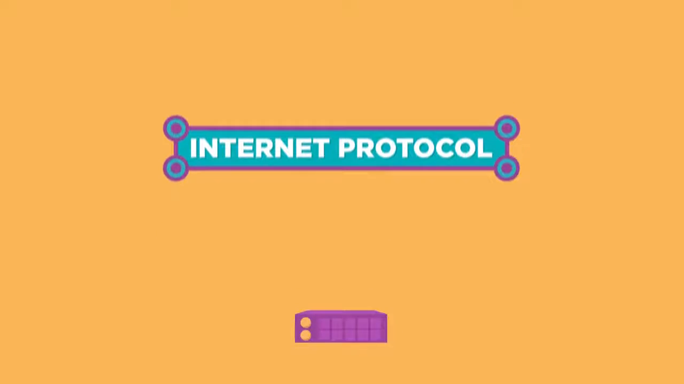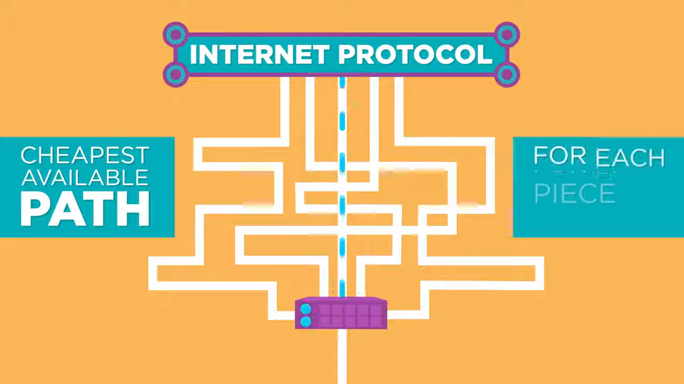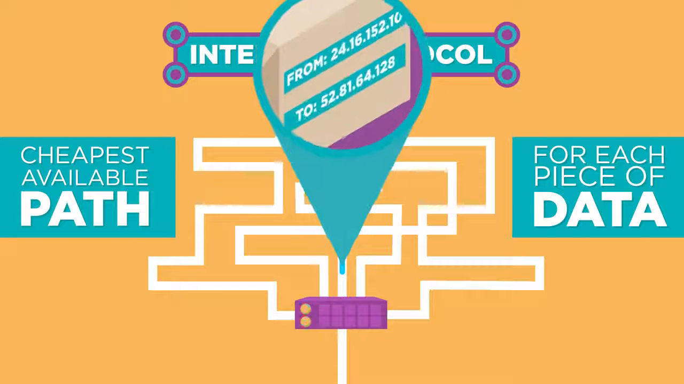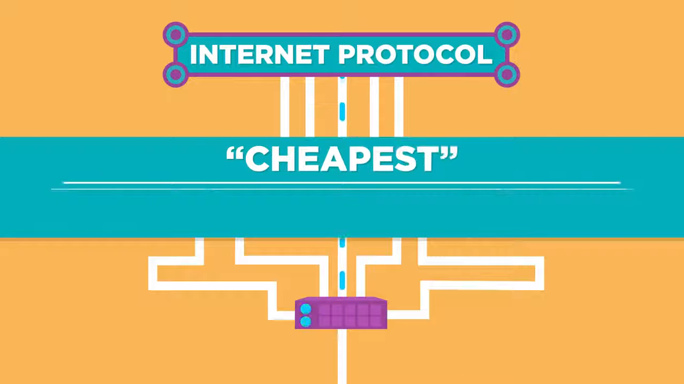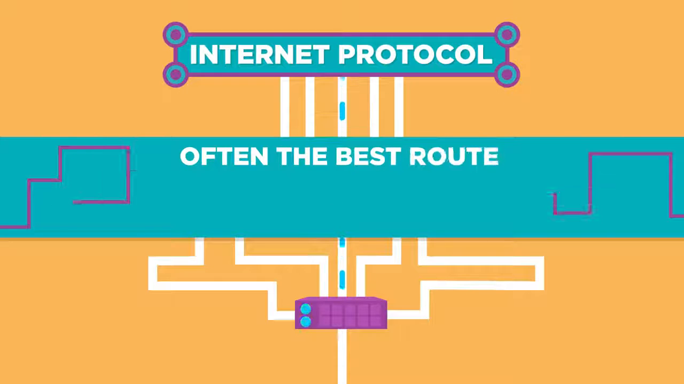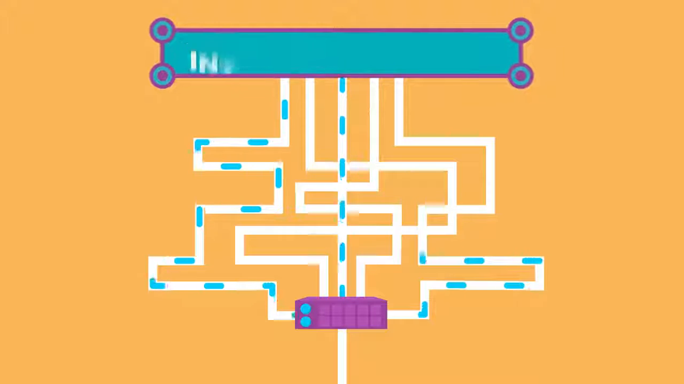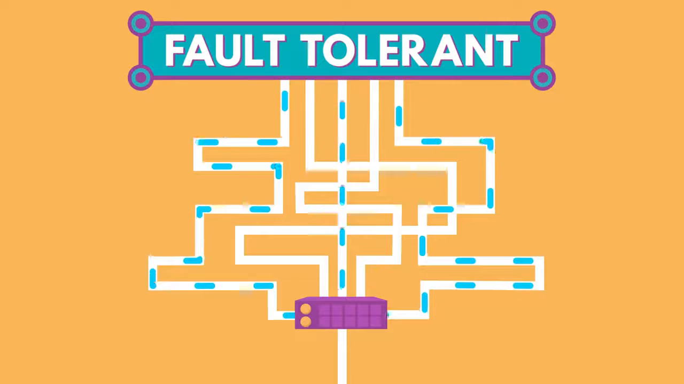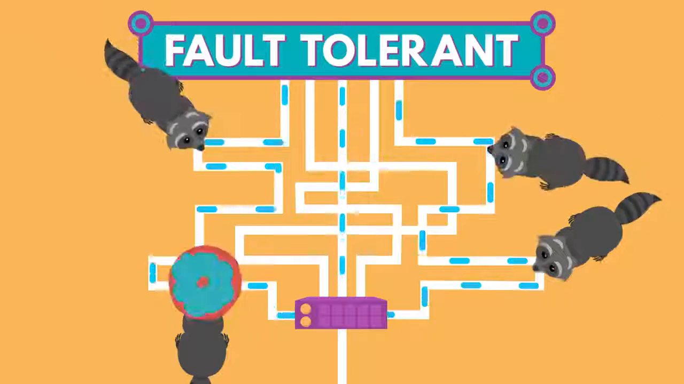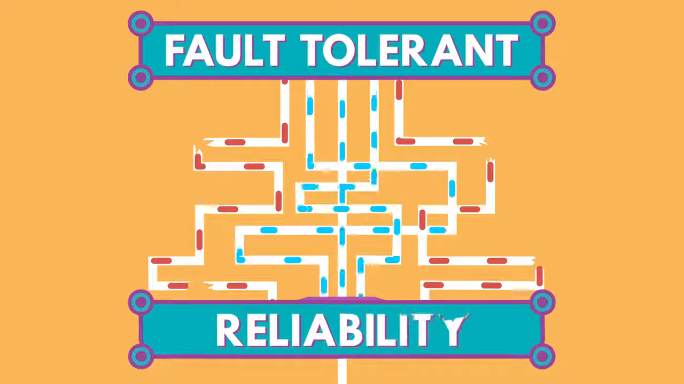So let's talk about how this works. As part of the internet protocol, every router keeps track of multiple paths for sending packets, and it chooses the cheapest available path for each piece of data based on destination IP address for the packet. Cheapest in this case doesn't mean cost, but time and non-technical factors such as politics and relationships between companies. Often the best route for data to travel isn't necessarily the most direct. Having options for paths makes the network fault tolerant, which means the network can keep sending packets even if something goes horribly wrong. This is the basis for a key principle of the internet: reliability.